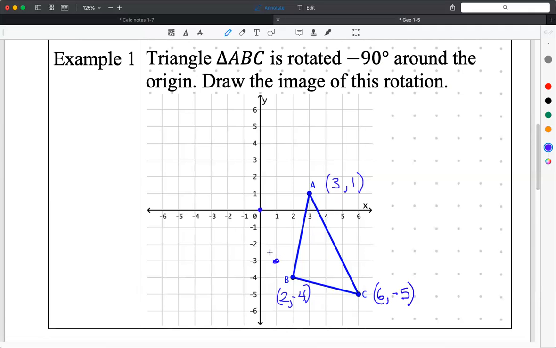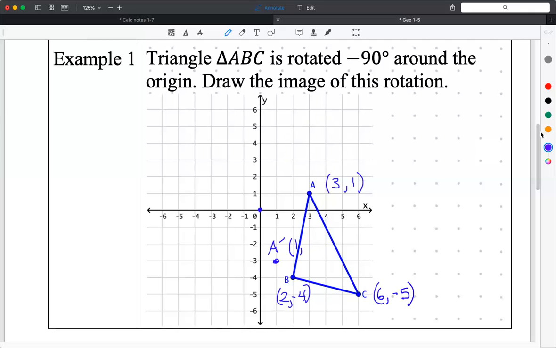So this is our new A prime. Again, making sure everyone can follow Charles's work. We had 3, 1. We switched to 1, 3, but it's not 1, 3 because 1, 3 would have been right here. It's in the wrong quadrant. In order to be in the right quadrant, we had to make the Y coordinate a negative. Okay, we have A prime, which is 1, -3.